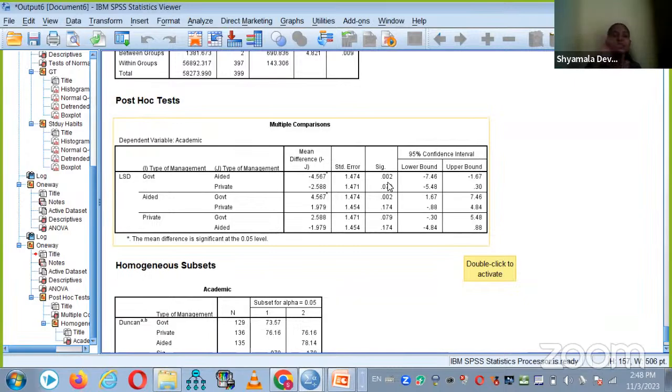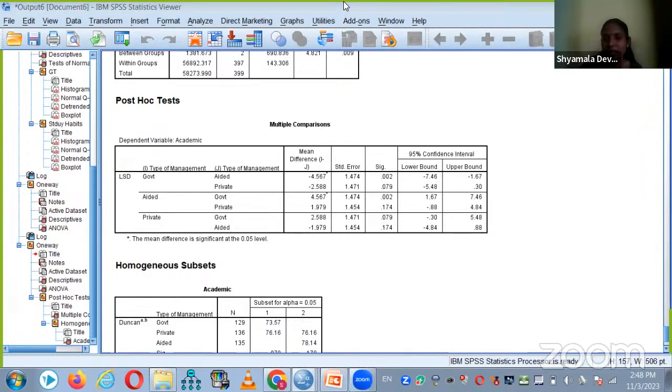Now tell me, between which groups is there a significant difference? Come on. Between which 2 groups do we have significant difference? Yes. Why do we conduct the post hoc test? Because there is significant difference among the 3 subgroups, right? We have 3 subgroups: government, aided, and private. So now I want to check between which 2 groups, this group or this group or this group. So between which 2 groups there is significant difference. For that, we are doing the post hoc test. Very good. It is between government and aided. So Sharika, Tengoli, you are absolutely right. Okay. So between government and aided, the significance value is 0.02.